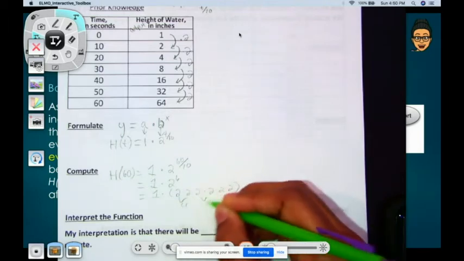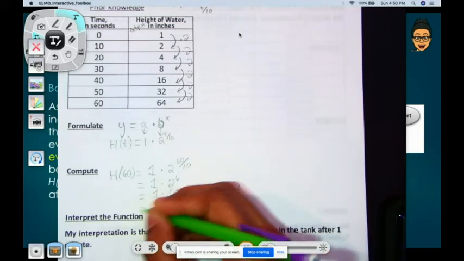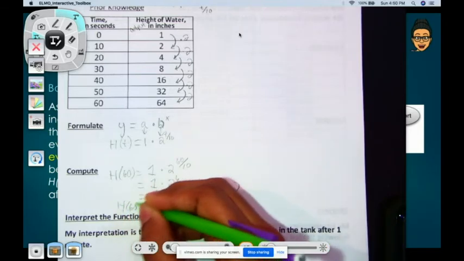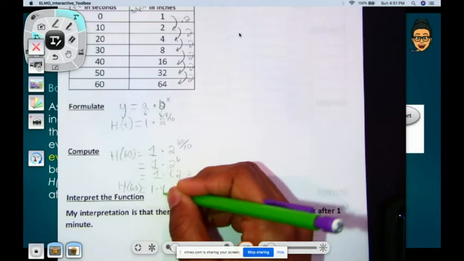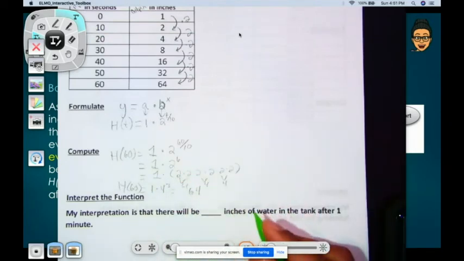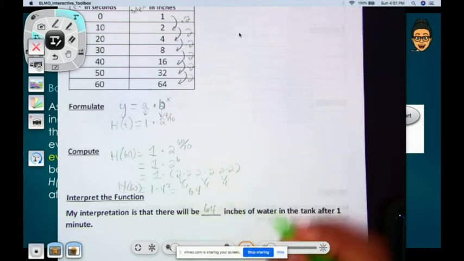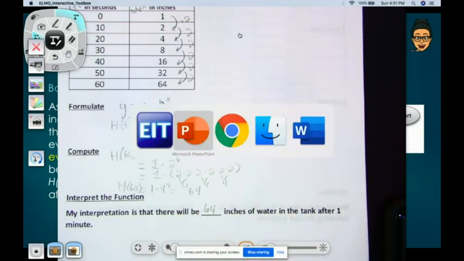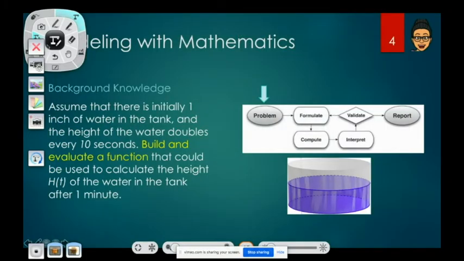Therefore, I know that if I want to find the value of the height of the water at 60 seconds, I would have 1 times 4 cubed, which is really 64. My interpretation is that there will be 64 inches of water in the tank after 1 minute. Wow, it sounds like you have a really great understanding of that problem.